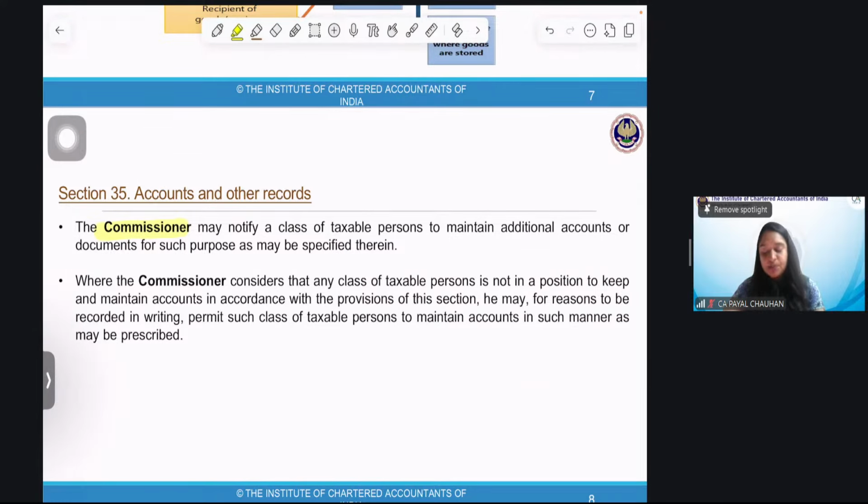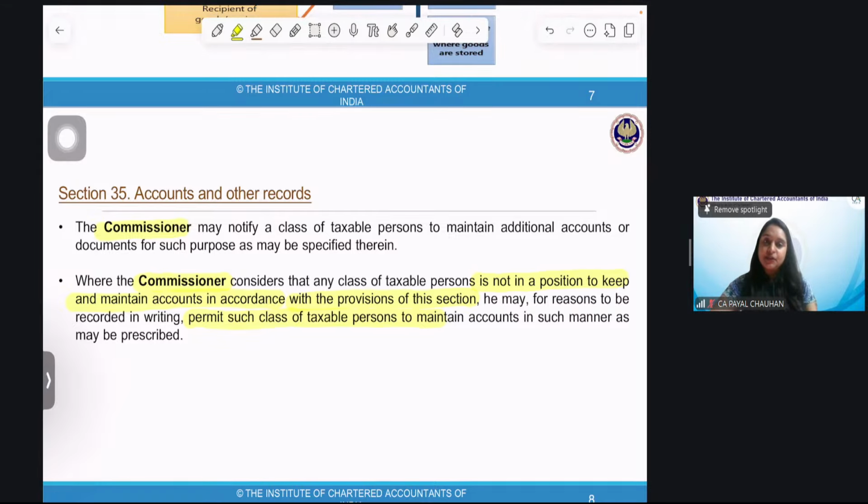Perfect. Where the commissioner considers that any class of taxable person is not in a position to keep and maintain accounts in accordance with the provision of this section, he may, for a reason to be recorded in writing, permit such class of taxable person to maintain such accounts in a manner as may be prescribed. I hope you get the topic of this slide, which says the commissioner has a power. He can instruct you to maintain more accounts. He can give you some exemption if he feels you are not in a position to maintain all the books of account as per rules.